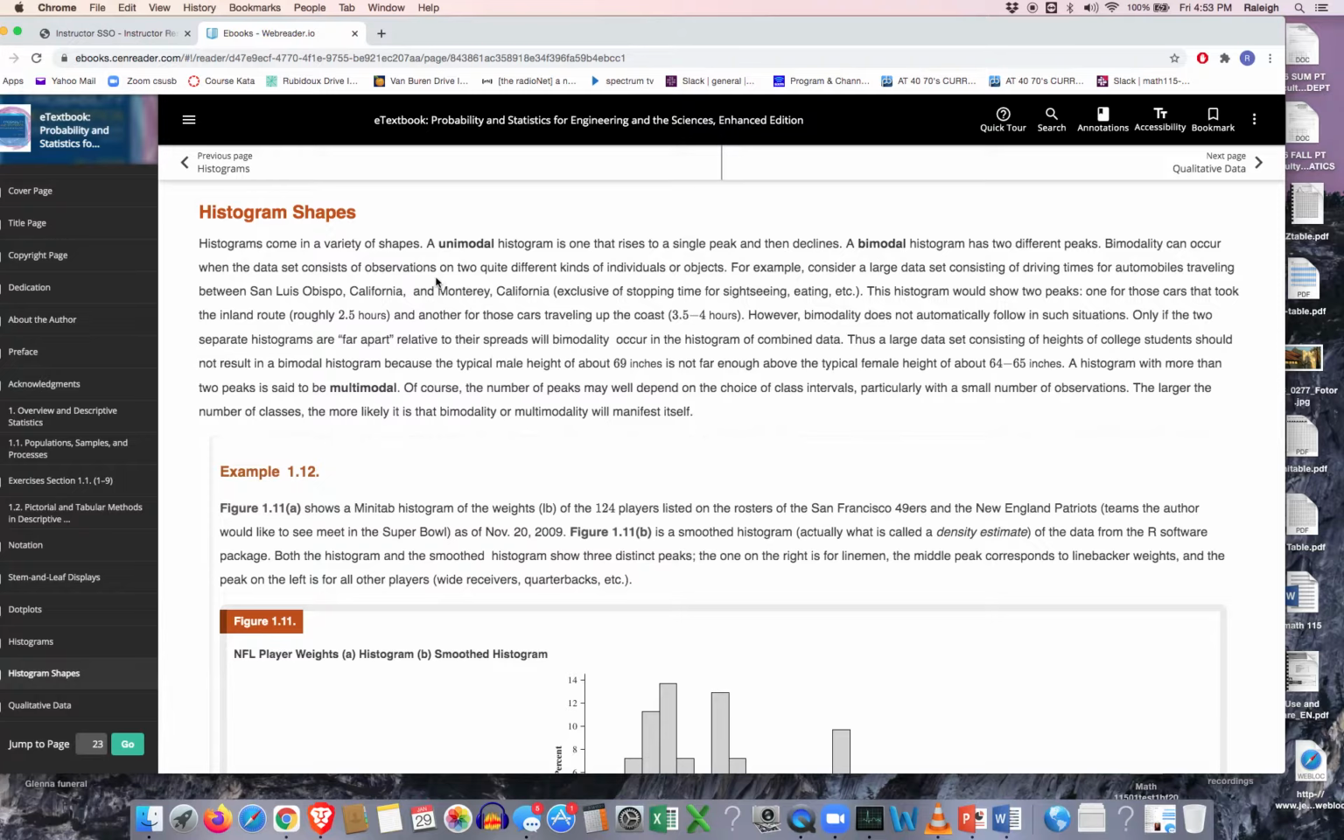They say a picture's worth 1,000 words. Same with statistics. So often histograms are unimodal, having a single peak. It rises to a peak and then declines. We just saw one of those. A bimodal histogram has 2 different peaks.